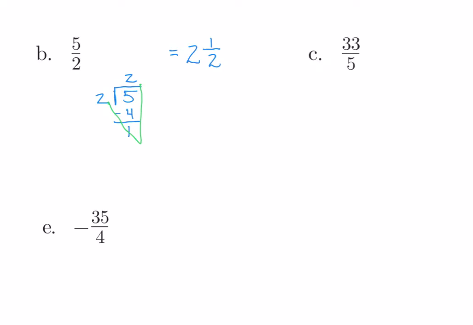All right, let's try 33/5. We're going to divide. 5 goes into 33 6 times. 6 times 5 is 30. Subtract, we get 3. So we get 5 goes into 33, 6 whole times. My remainder, or 3, becomes my numerator. My denominator stays the same, so we get 6 3/5.